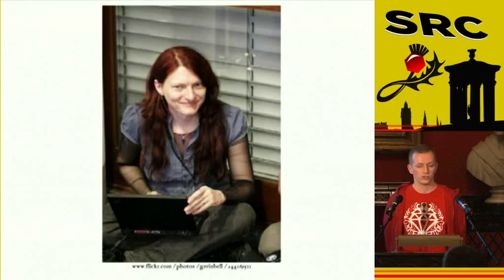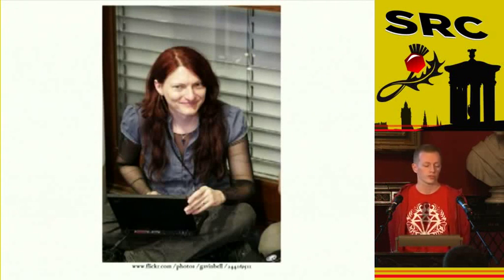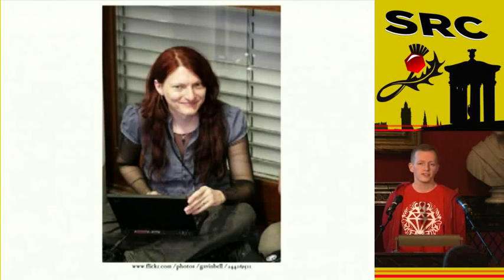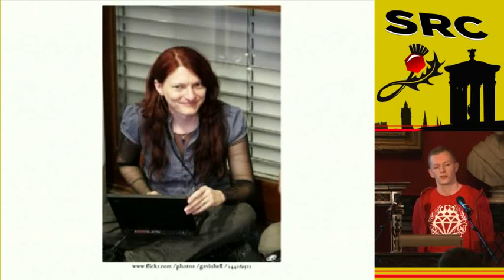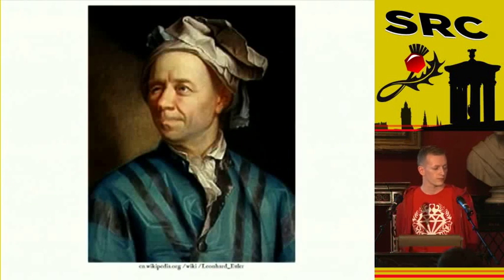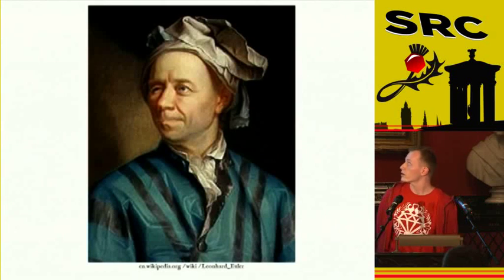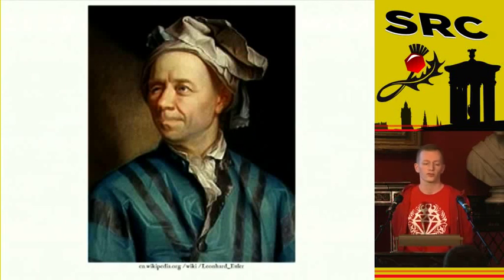This is a quote from Eleanor McHugh, who is a wonderful Ruby hacker, currently writing a new Ruby implementation in Go, Ruby Go Lightly. And this is the gist of this talk. Actually, coming up with good algorithms and good architectures is so much more important than using the faster language, although there are exceptions that I will address. So how does one profile Ruby? This person you might have heard about, it's a young Python programmer from Switzerland. He's called Leonard Euler.